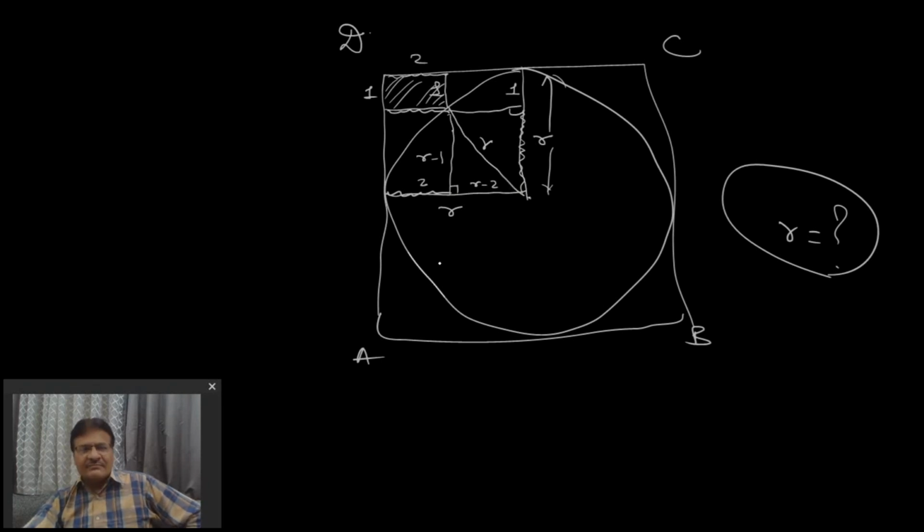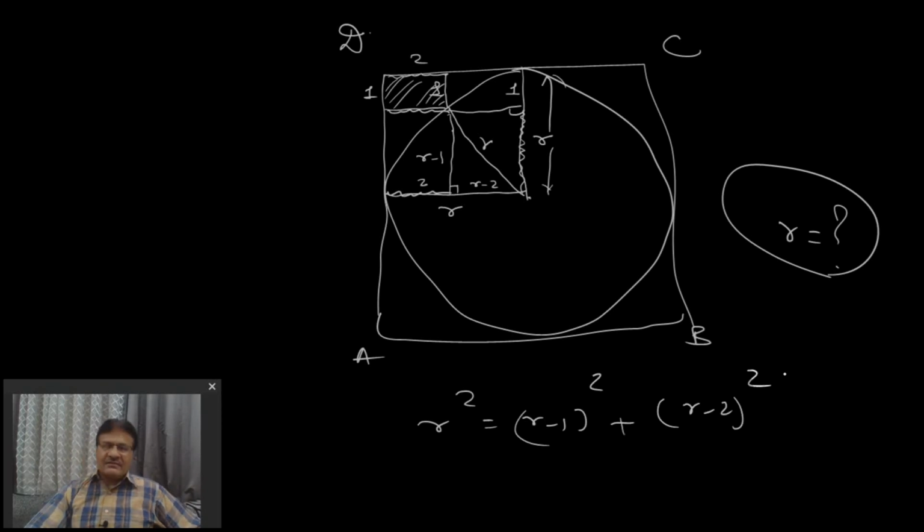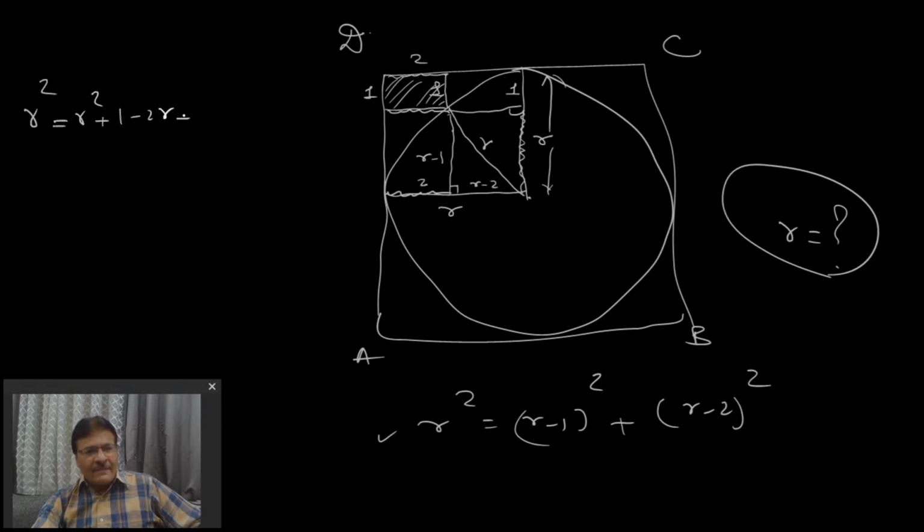This is the radius. Now we have this right angle triangle, in which if we apply Pythagoras theorem, then what do we get? R square equal to R minus 1 whole square plus R minus 2 whole square. Is that clear? So if we simplify this, we can get the value of r. So r square equal to, I can write here, r square plus 1 minus 2r plus r square plus 4 minus 4r. So this r square cancels with this r square, then 4r and 2r, that is 6r. I can take this side, so 6r equal to 3.